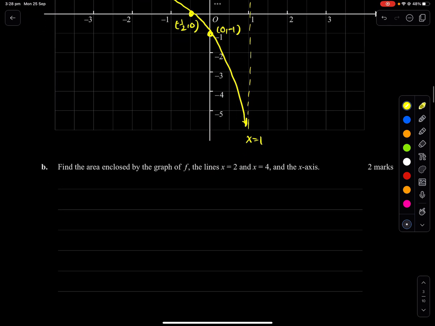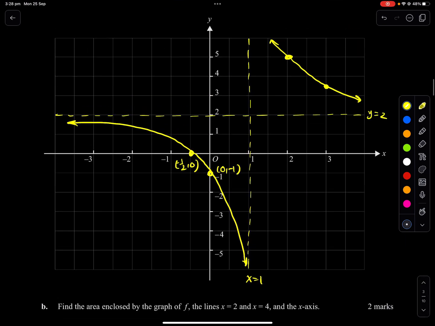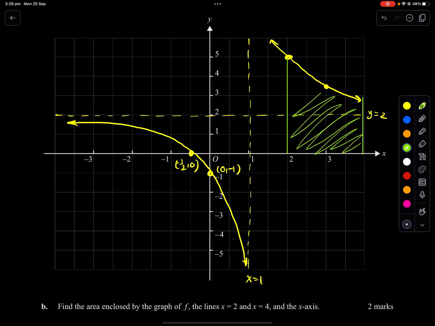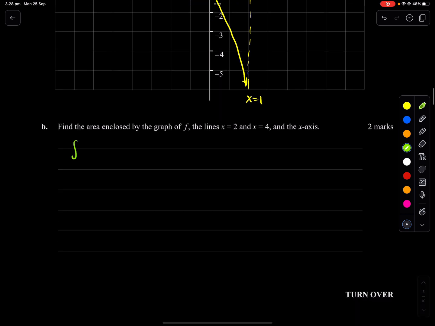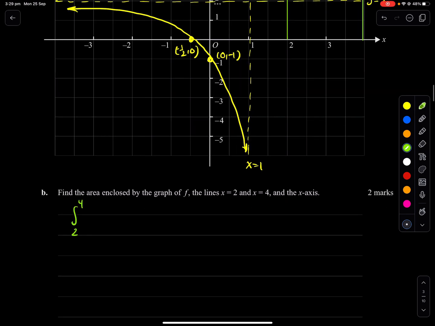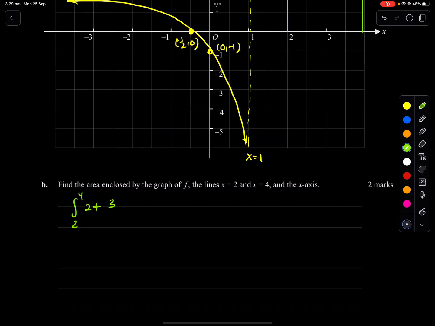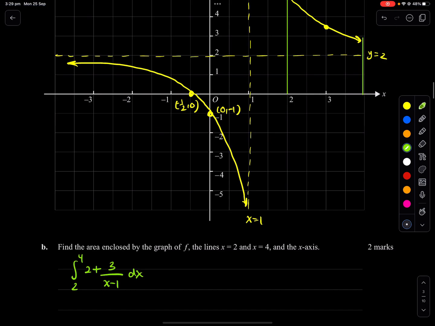Find the area enclosed by the graph of f and the lines x equals 2 and x equals 4. So we want to find the area between x equals 2 and x equals 4, so here and here. We want to calculate this area over here. So the area from 2 to 4 of the function 2 plus 3 over x minus 1 dx. Is that right? All right, so let's do that.